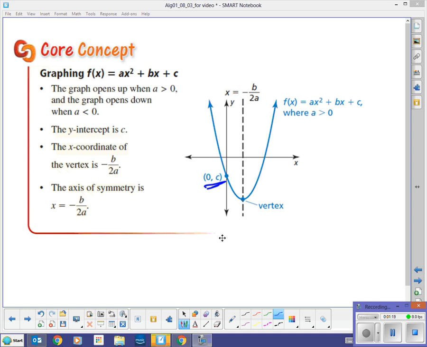Let's talk about the x coordinate of the vertex. So this looks like some positive number. It's the value of the axis of symmetry. We talked about the parabolas being symmetric around the axis of symmetry, and this is the formula. So this is the formula you're going to have to remember. X equals the opposite of b over 2a. Okay, so that's something important to remember.